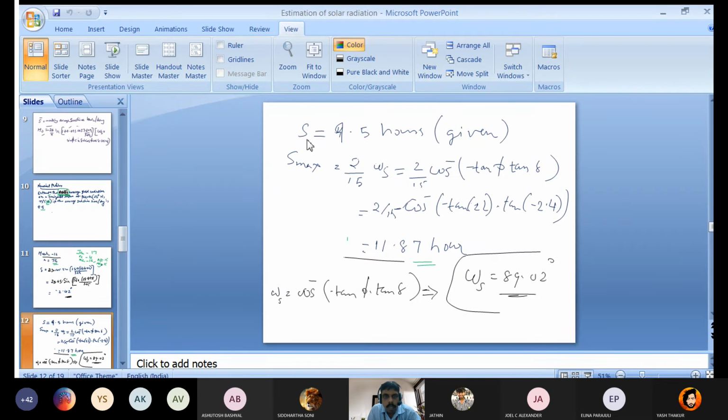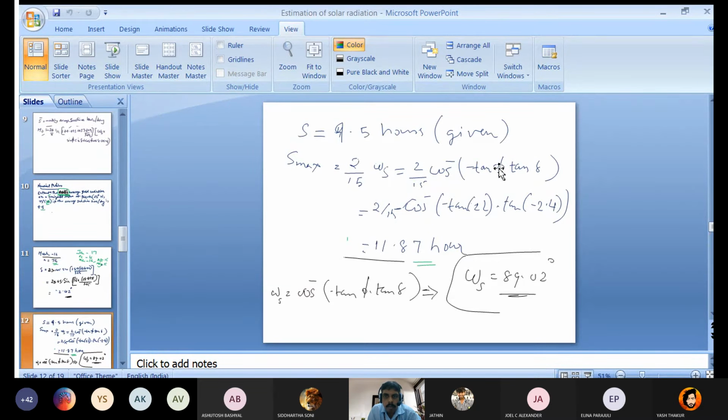Now we will have to get the S max value. Sunshine hours, 9.5 hours given. S max you can calculate. S max is equal to 2 by 15 omega s. So 2 by 15 into omega s, where omega s is equal to cos inverse of minus tan phi tan delta.